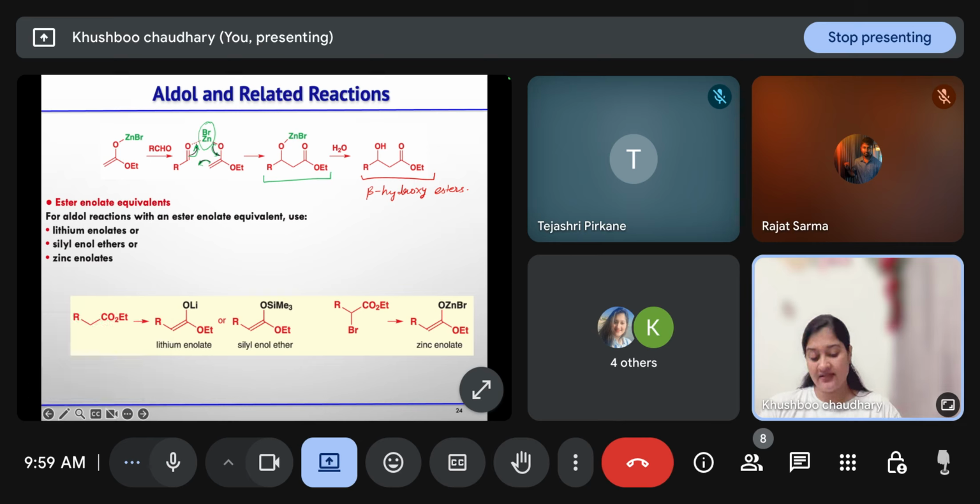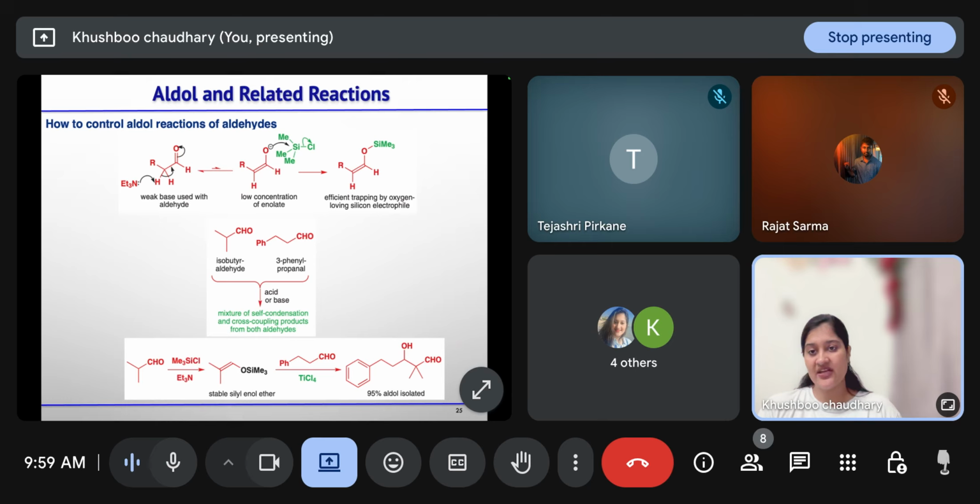So we have seen that as ester enol equivalents we can use lithium enolates or silyl enol ethers or zinc enolates. These are the enol equivalents for the aldol reaction.